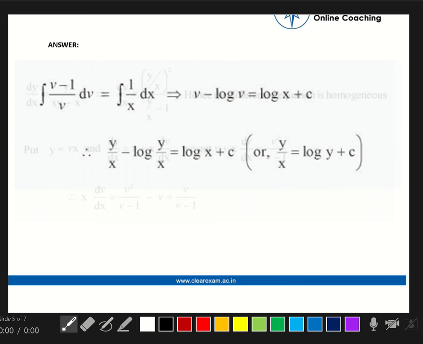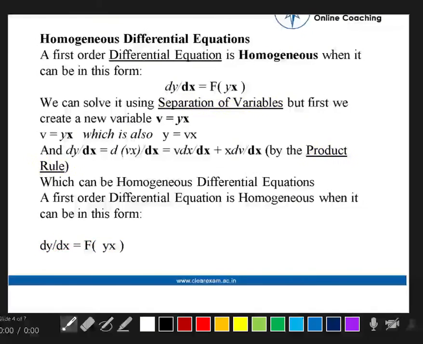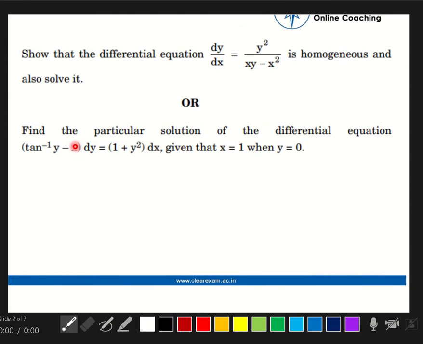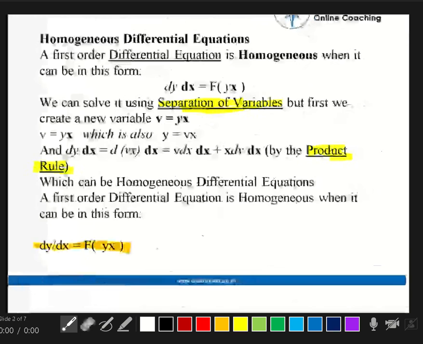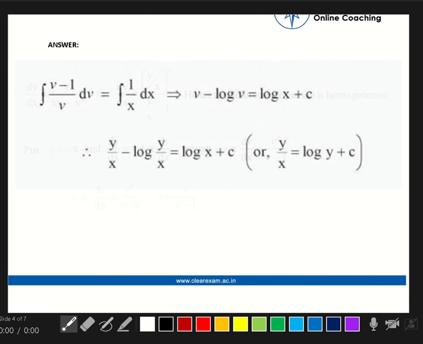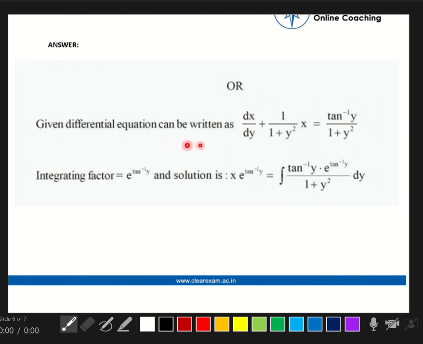Now let's solve the second part. Find the particular solution of the differential equation (tan⁻¹y − x) dy = (1 + y²) dx, given that x = 1 and y = 0. This is the given differential equation to us.